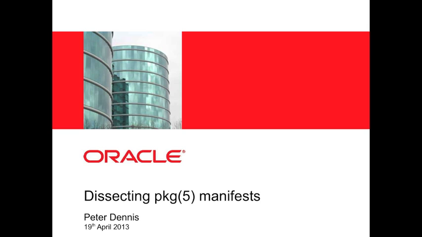Peter Dennis, I work for Solaris Revenue Product Engineering. We're the guys who do all the sustaining, so we produce the patches, the SRUs for Solaris. And my talk today is dissecting the Package 5 manifest, i.e. having a look at the manifest, what's in it, what it does.